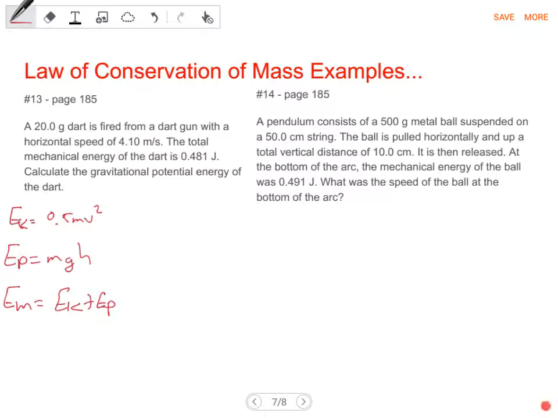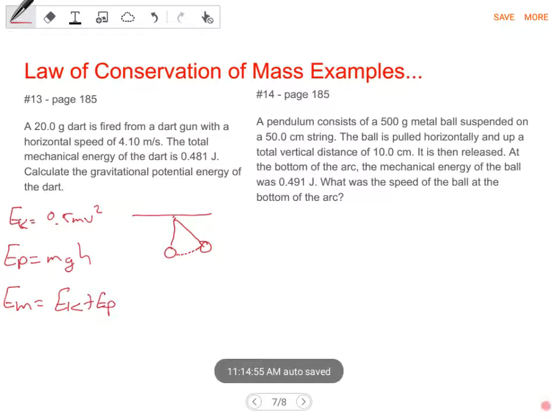Now, looking at number 14, you have a pendulum, and it has a 500 gram ball suspended. Basically, here's the ceiling. It's hanging down, and you have the weight. It's 500 grams. The string is 50 centimeters. The ball is pulled horizontally and up a total distance of 10 centimeters. It is then released. They basically pull it this way, so it's over here, and the biggest key here is that it's only gone up 10 centimeters.